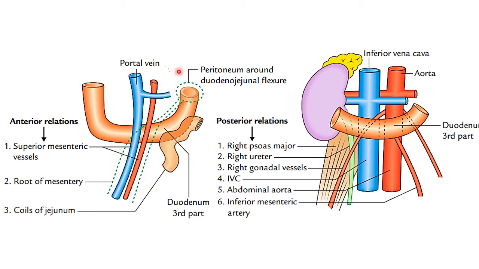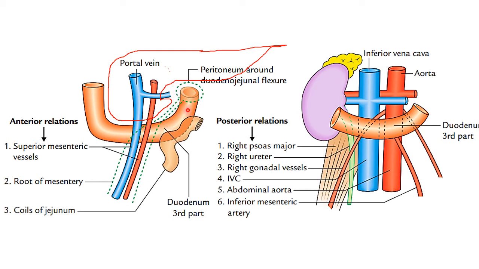And the superior relation of the third part of the duodenum is the head of the pancreas with its uncinate process. So this is the head of the pancreas and its uncinate process. These are the superior relations of the third part of the duodenum.